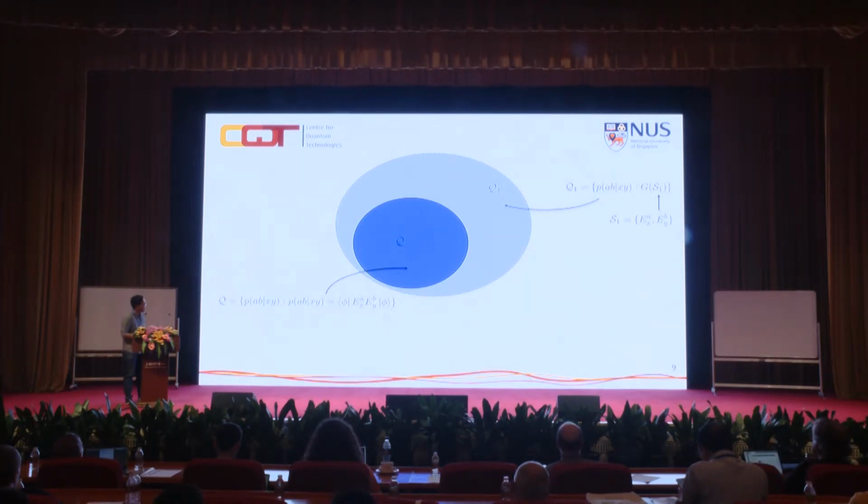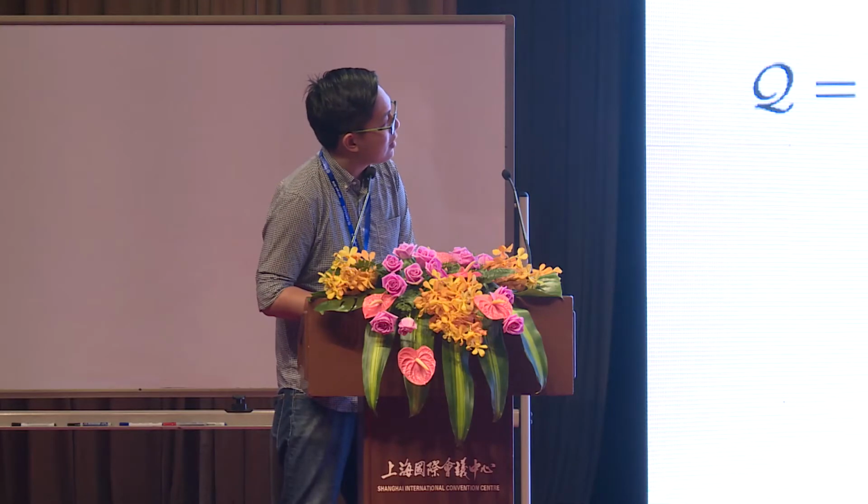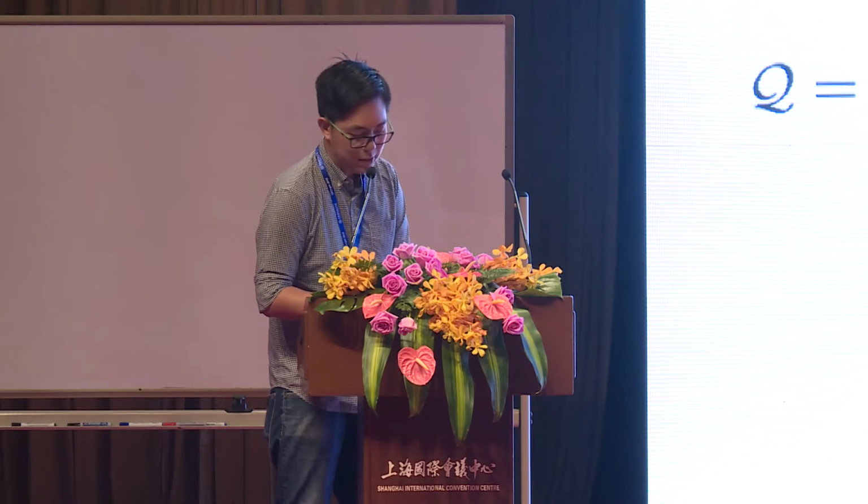Now we can see that the set Q is actually smaller because, for given states and measurements, we can always construct the PSD matrix G, but not vice versa. That's why the set Q1 is bigger. And the idea behind NPA is that by considering bigger and bigger PSD matrices, we can always obtain a tighter approximation of this quantum set Q.